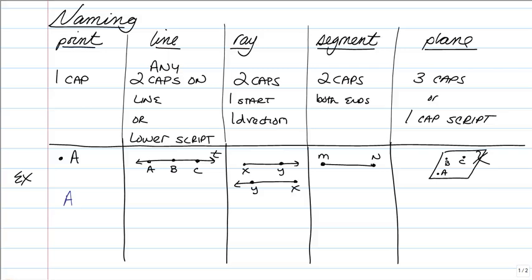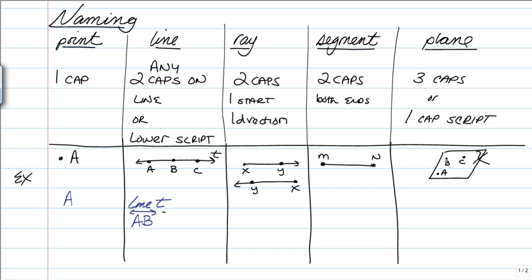A line, there are multiple ways to name a line. The first way is 2 capital letters on the line, or we have a lowercase script letter at one of the arrows. So we have a line here, and this line can actually be named 7 different ways. The first and easiest way would be just to call it line T with the scripted letter that's by the arrow, and that's going to be a lowercase script. Otherwise, you just have to pick any 2 points on that line and put the line symbol above it.